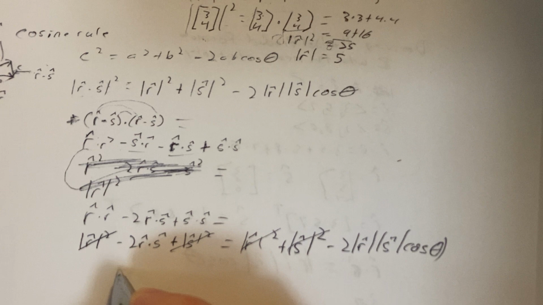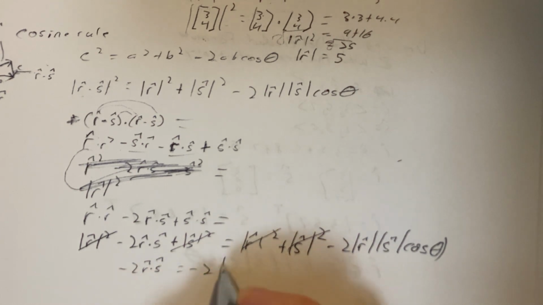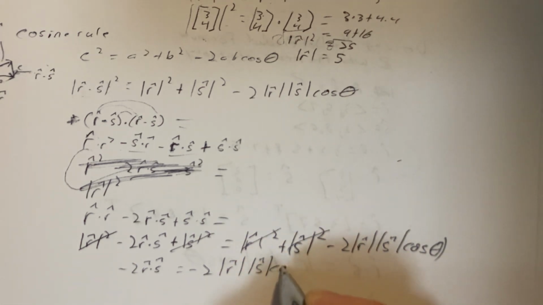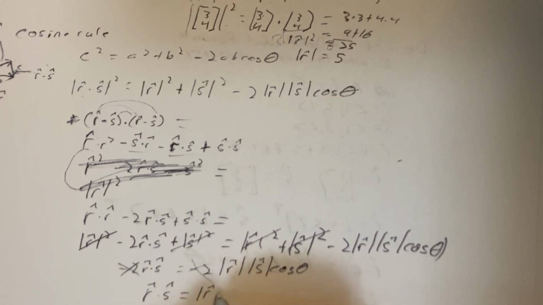So what we're left with is negative 2 r hat dot product s hat is equal to negative 2 times the modulus of r hat, aka length, times the modulus of s hat times cosine theta. We can cancel out the negative 2's. And we are left with the dot product rule: r hat dot s hat is equal to the length of r times the length of s times cosine theta.